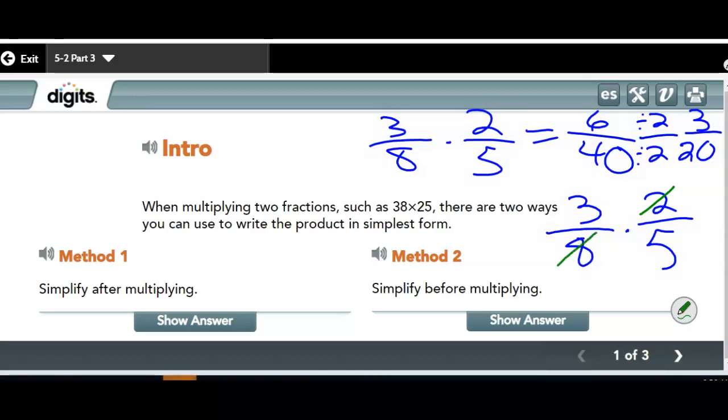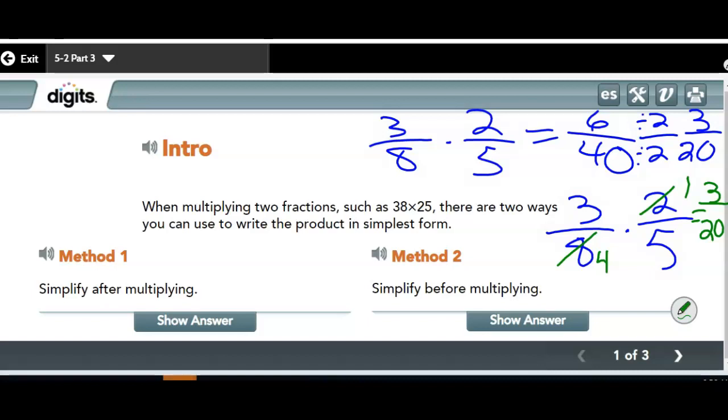What can we divide out of both 2 and 8? John? We divided 2 out, so this becomes a 1. Divided 2 out, this becomes a 4. Now we multiply straight across like normal. 3 times 1 is 3, and 4 times 5 is 20. Is the problem simplified now?